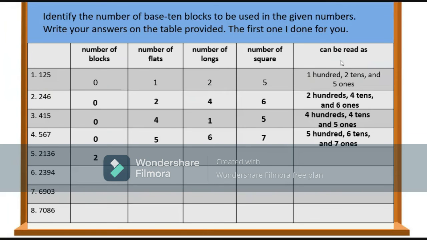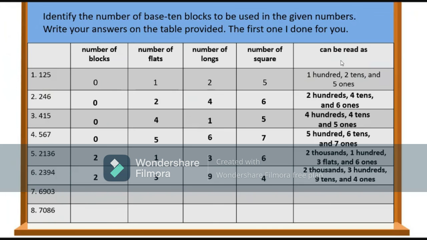Okay, so we have 2,136. So we have now blocks. Okay, so 2 blocks, and then how many flats? We have 1 flat. Then we have 3 longs and 6 squares. So we have 2,100, 3 tens, and 6 ones. Okay, next, 2,394. So we have 2 blocks, 3 flats, 9 longs, and 4 squares. So we have 2,300, 9 tens, and 4 ones.